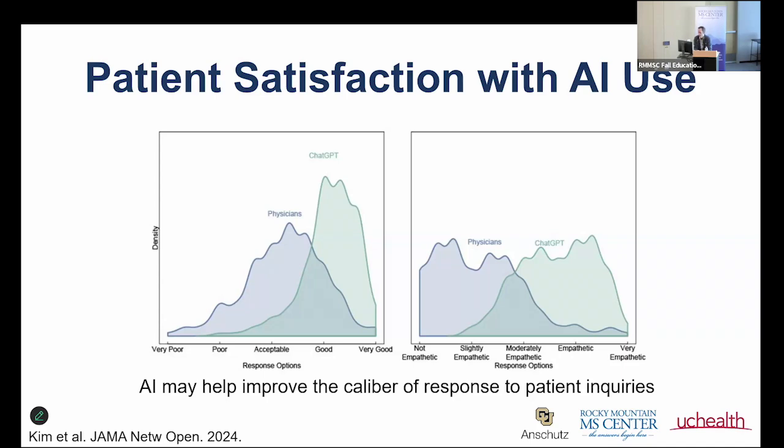The left side panel is for just the quality of the response. And the right side panel is an important aspect: was the response empathetic or not? And you can see that in both graphs, ChatGPT actually performed much better. So patients thought that the responses were of better quality and that they were better as far as empathy, which I think is really interesting.